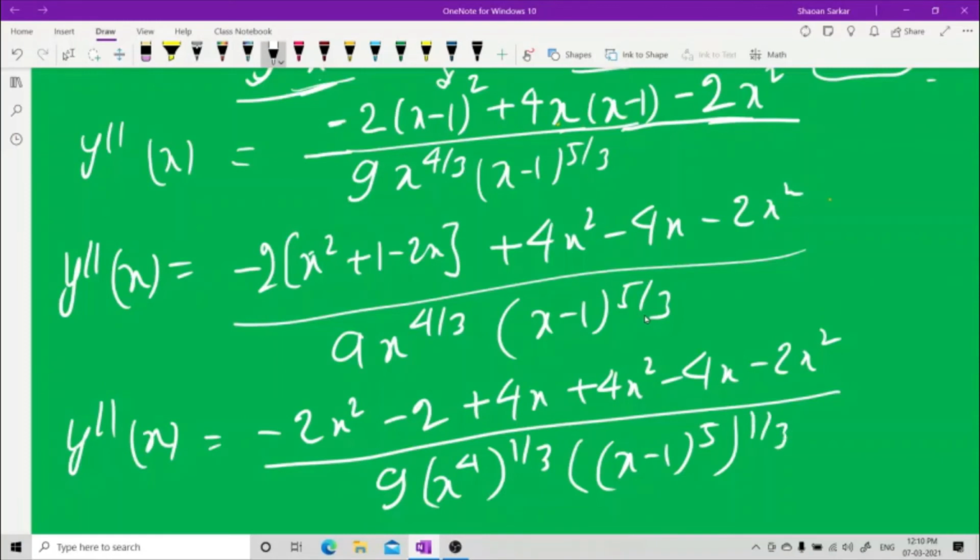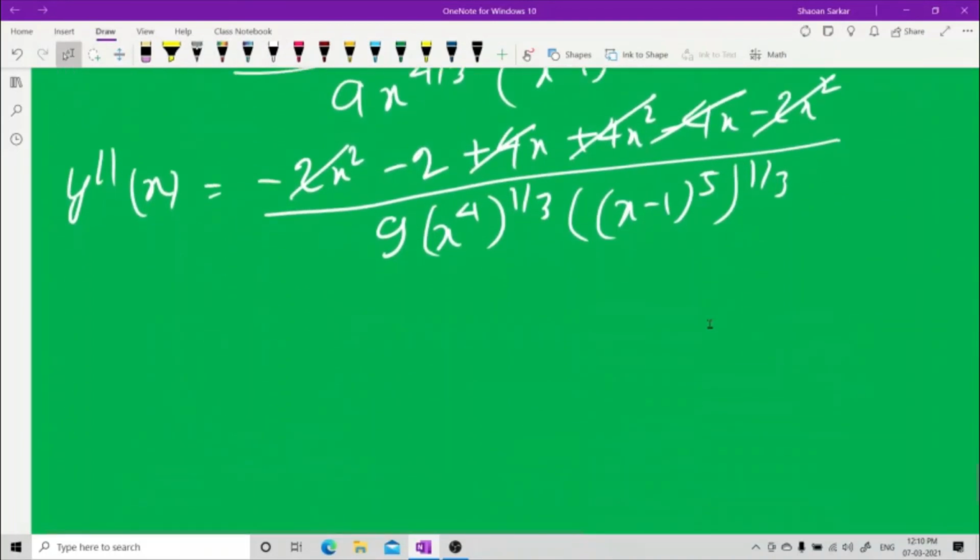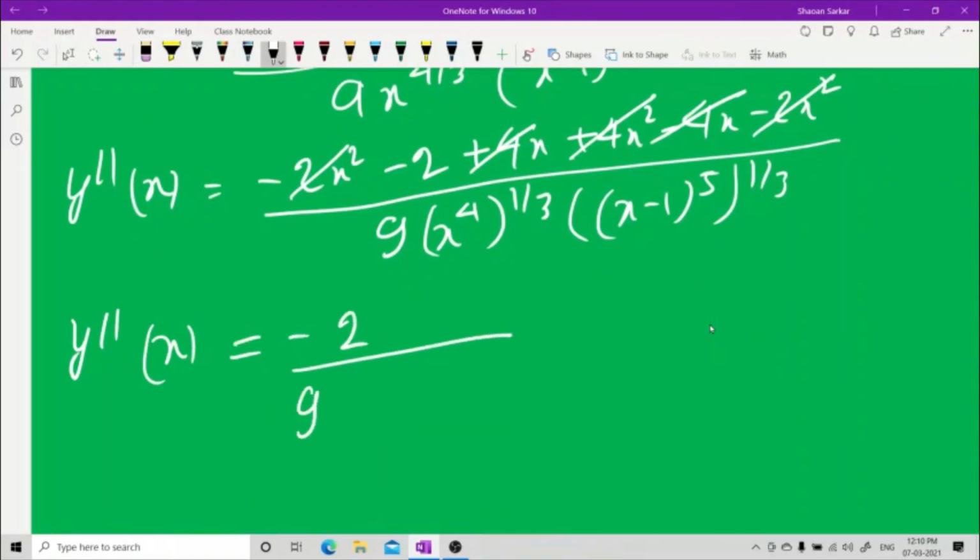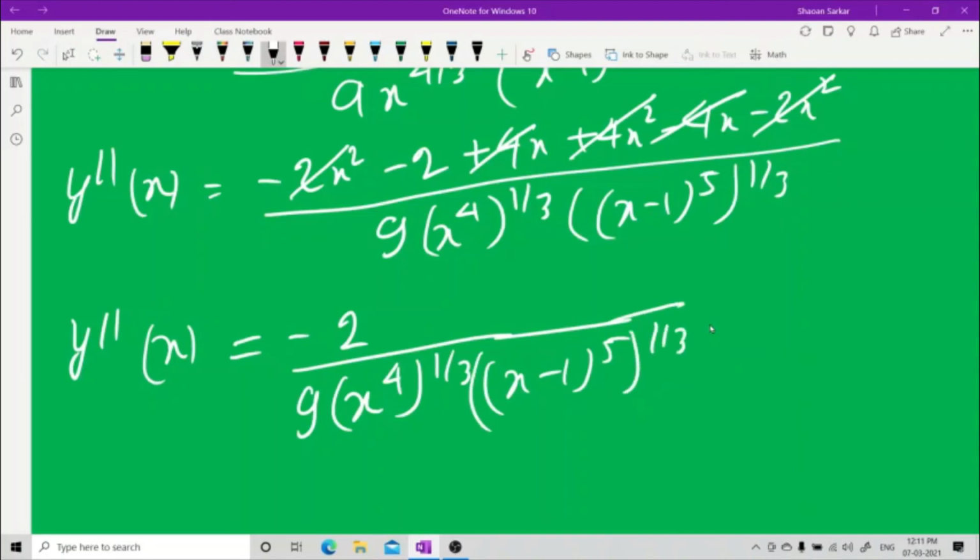Now this one cancels with 4x square. See, 4x square, this and this cancel, plus 4x and minus 4x cancel. What you are left with, जो बाकी है वो है y double dash x minus 2 upon 9x to the power of 4 1 by 3, x minus 1 to the power of 5 whole 1 by 3. This can be written like this. Now see, at x equal to 0 it is undefined, at x equal to 1 it is undefined.